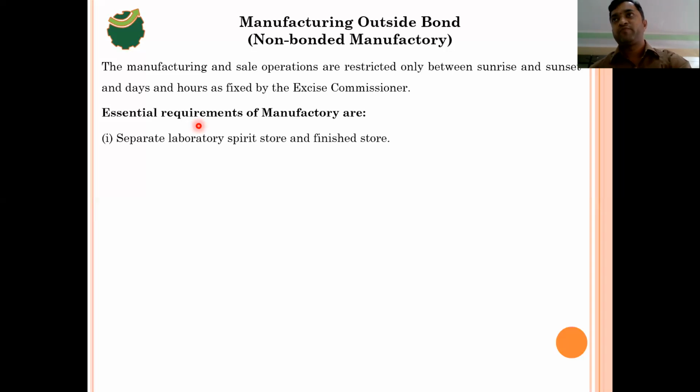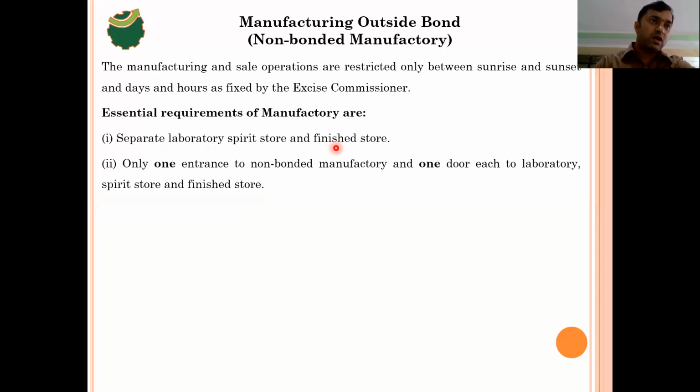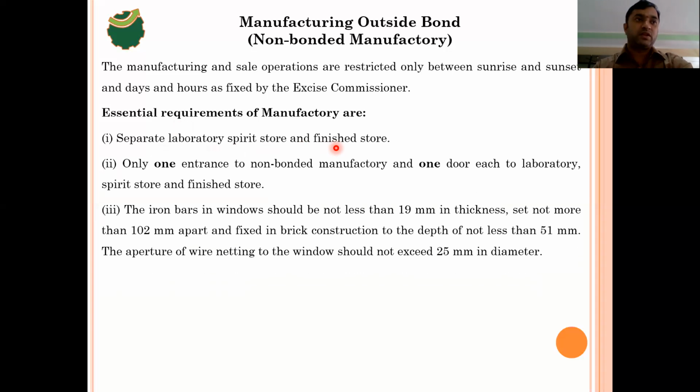In a bonded laboratory, in the presence of an excise officer, they use alcohol, and at the end, when the finished goods move out from the bonded laboratory, the duty fee has to be paid. But there are some exemptions. Here also they should have a separate laboratory, spirit store and finished store. They should also have only one entrance to the laboratory and one door to each of the various compartments, like spirit store, mixing, finished store, chemist, and so on.